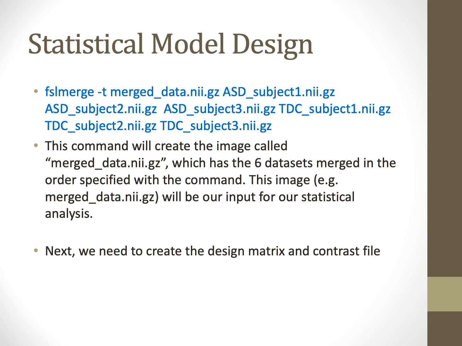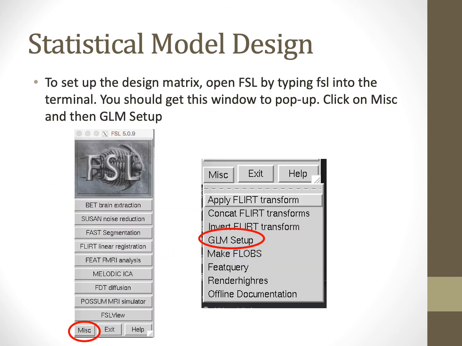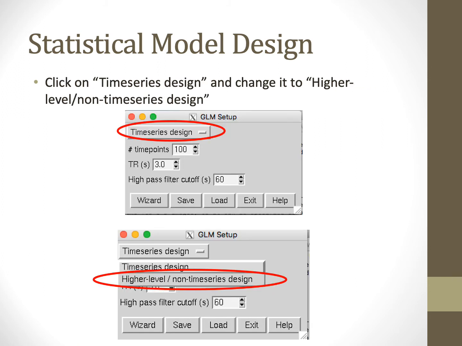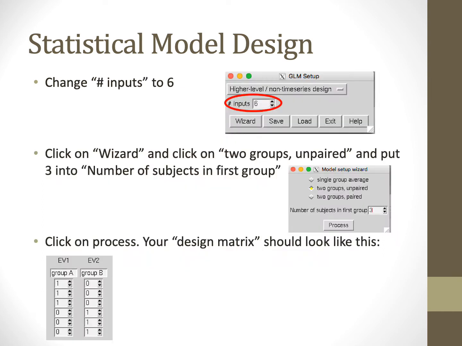Next, we need to create the design matrix and contrast file. To set up the design matrix, open FSL by typing FSL into the terminal. You should get this window to pop up. Click on the Miscellaneous button and then GLM Setup. Click on time series design and change it to higher level, non-time series design. Change the number of inputs to 6.